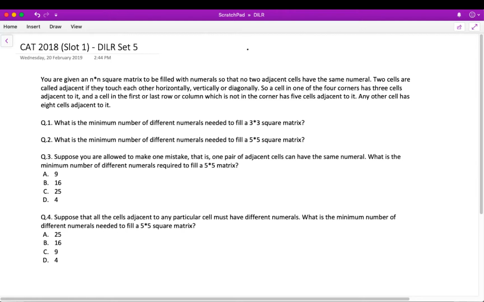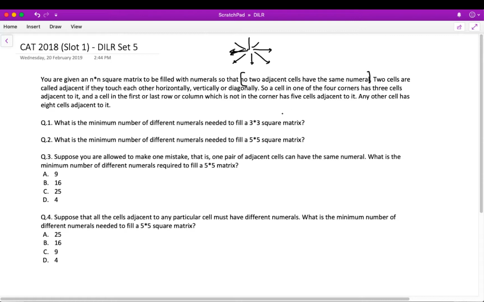So basically if there is a number over here, then the cells in all these directions will be adjacent. What else does the question say? It says that a cell in one of the four corners has 3 cells adjacent to it, and a cell in the first or the last row or column which is not in the corner has 5 cells adjacent. This is fairly simple; if you draw a matrix, you will realize what they are talking about. Any other cell has 8 cells adjacent to it. So this is information we already know, not of much use. The main thing is that we need to ensure that no two adjacent cells have the same numeral.